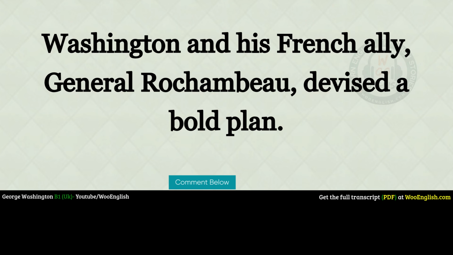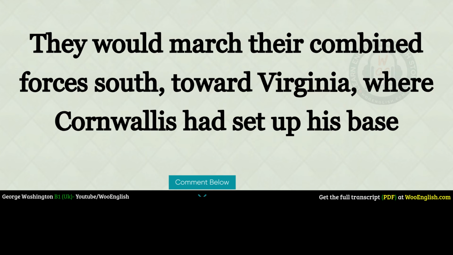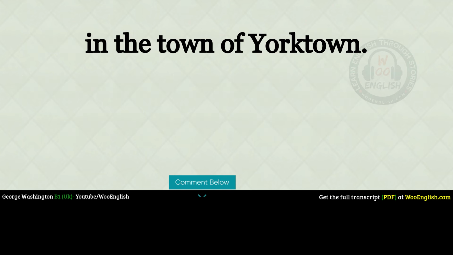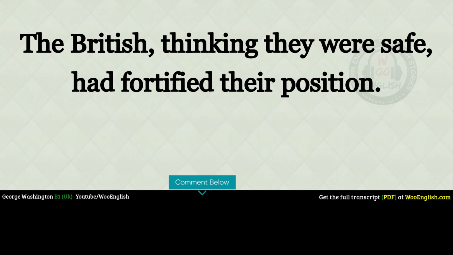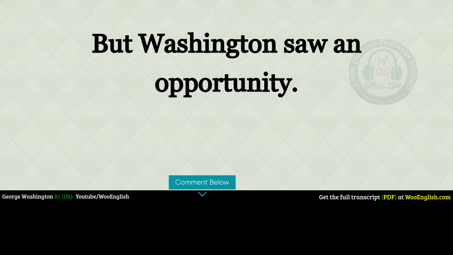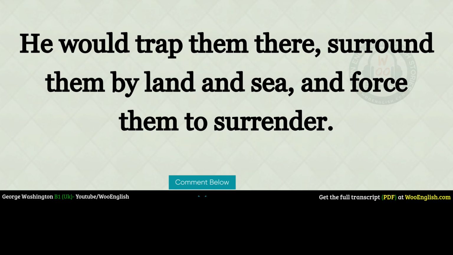Washington and his French ally, General Rochambeau, devised a bold plan. They would march their combined forces south toward Virginia, where Cornwallis had set up his base in the town of Yorktown. The British, thinking they were safe, had fortified their position, but Washington saw an opportunity. He would trap them there, surround them by land and sea, and force them to surrender.